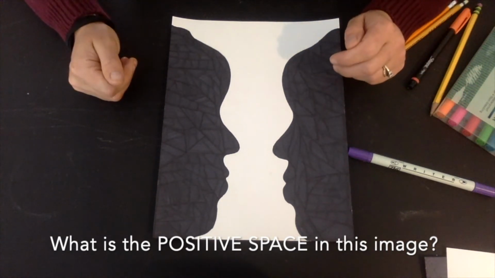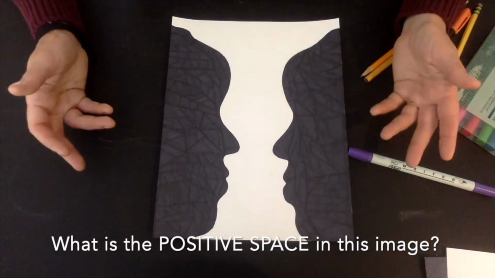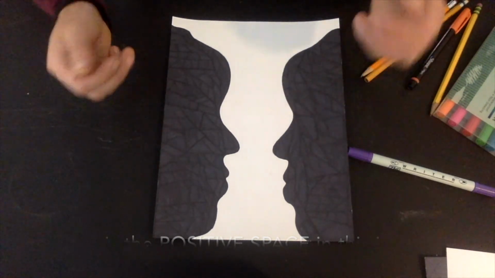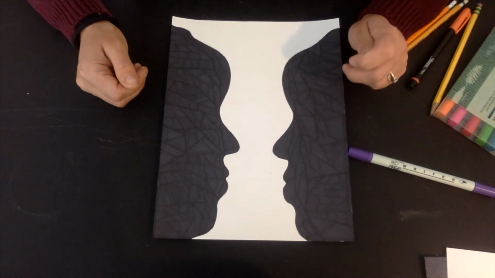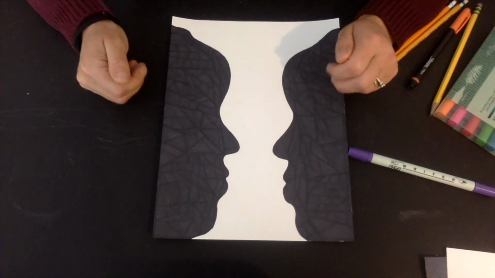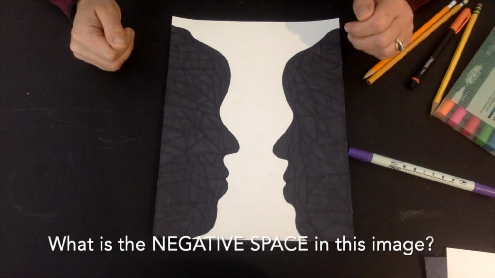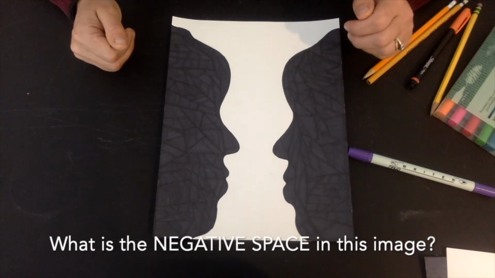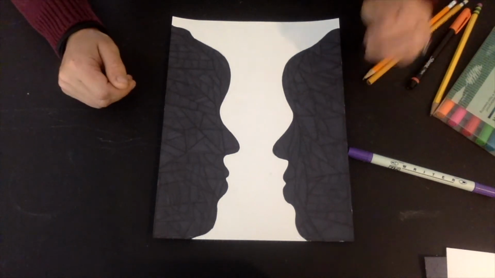After you've written down what you believe the positive space is, I would like you now to identify what the negative space in this artwork is. Pick your pencil back up and write down what is the negative space in this artwork. Please do that now. Okay, great. Let's review your answers.